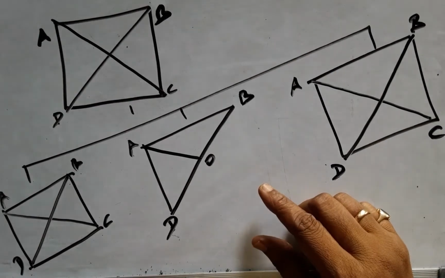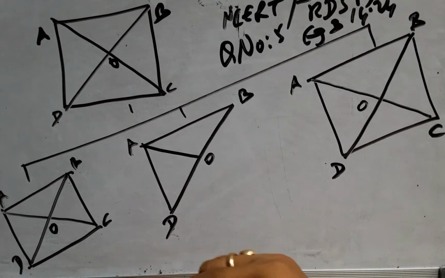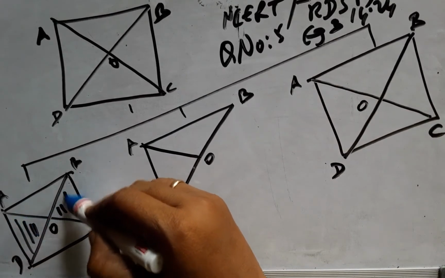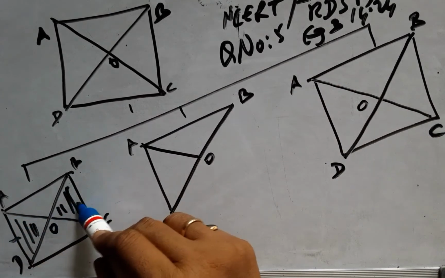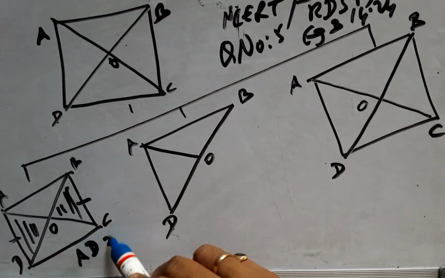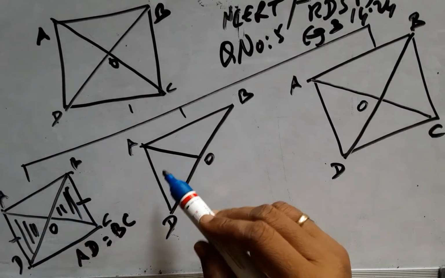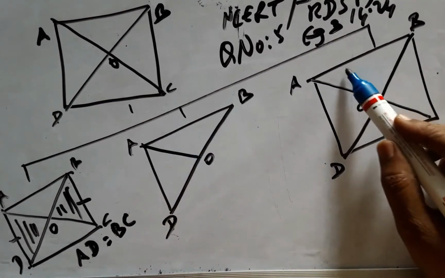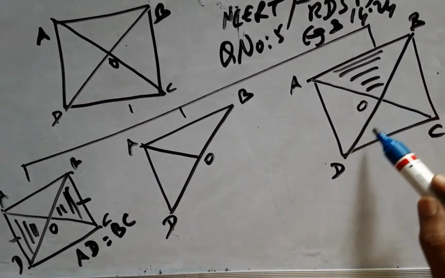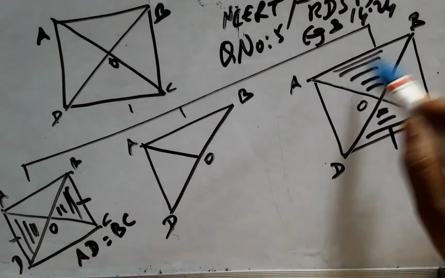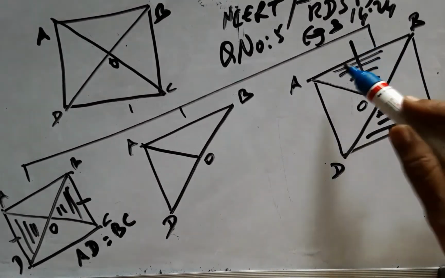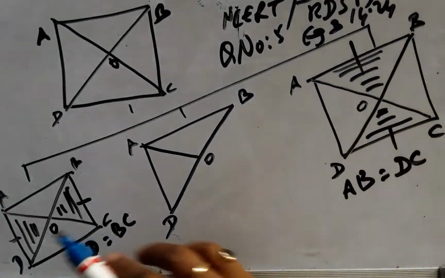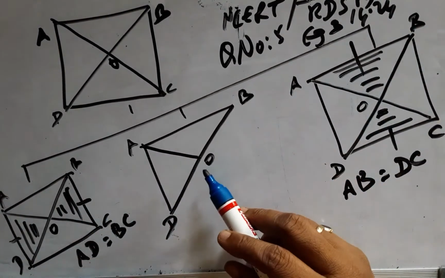For this particular proof, we have to do the congruency for these two triangles so that we can get AD equals BC by CPCT, and then for these two triangles' congruency we will get AB equal DC, and AD. Two pairs of opposite sides equal will only prove the parallelogram.